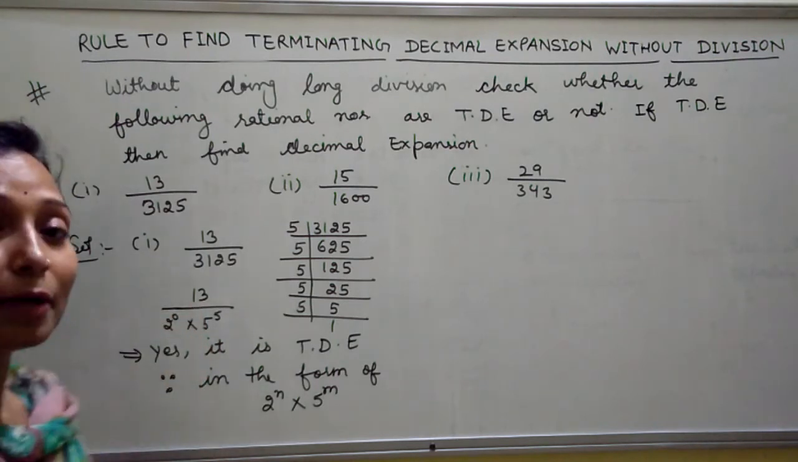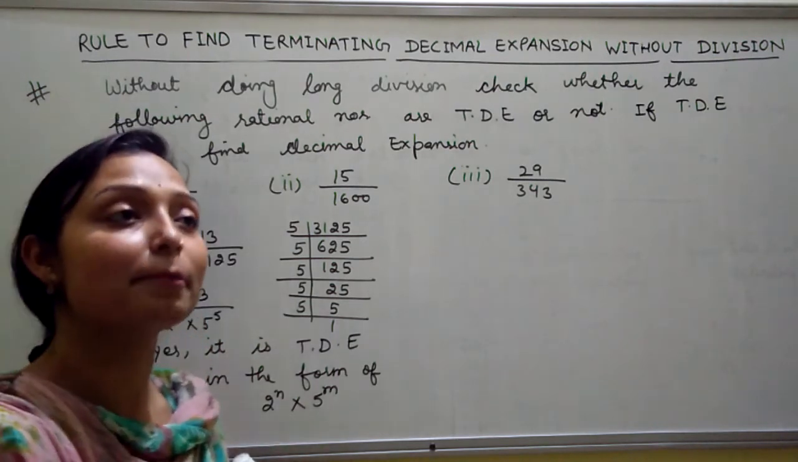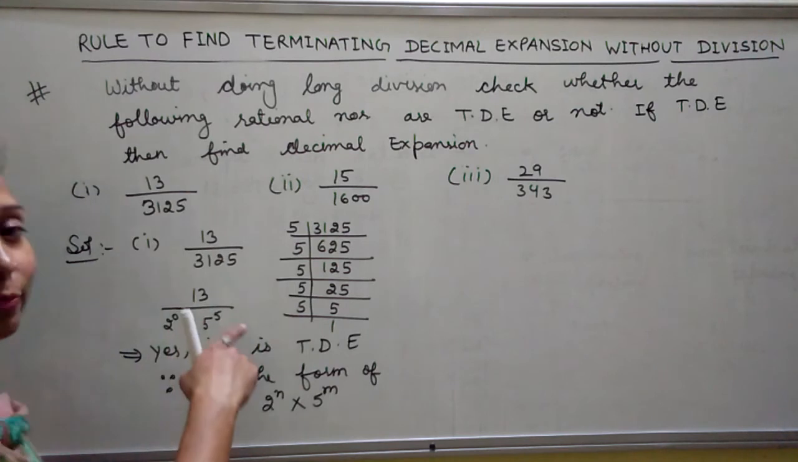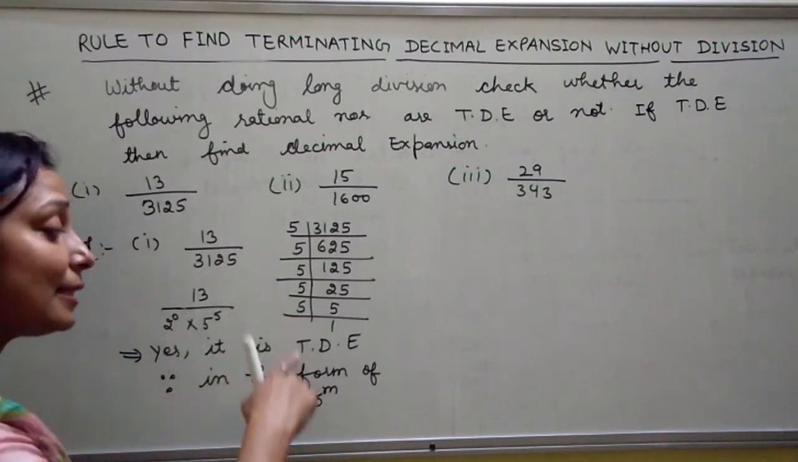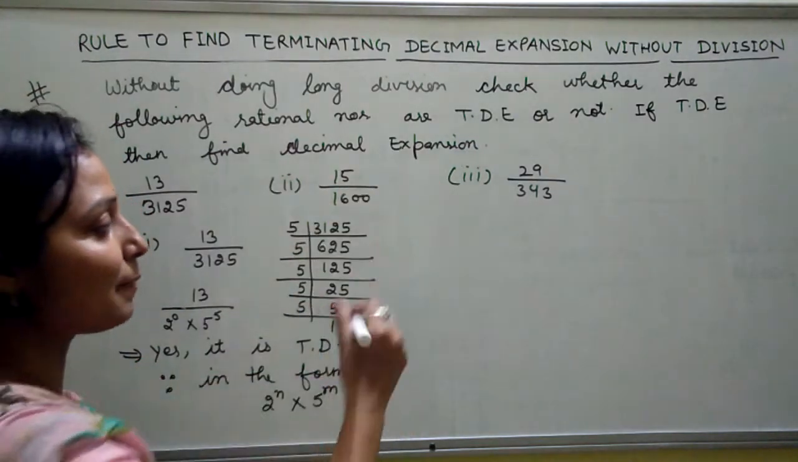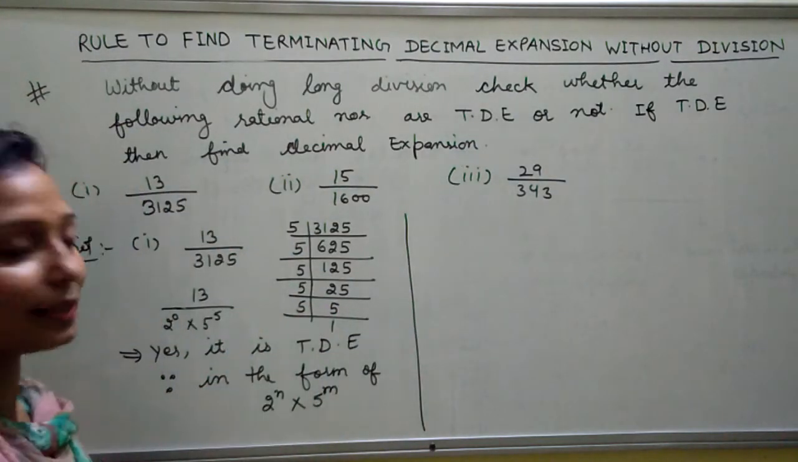Okay, we can write, because any number having power 0 equals 1. So we can write this in the form of 2 raised to power 0 into 5 raised to power 5. Now, if it is a terminating decimal expansion, the question demands we find the decimal expansion. So how can we find the decimal expansion?